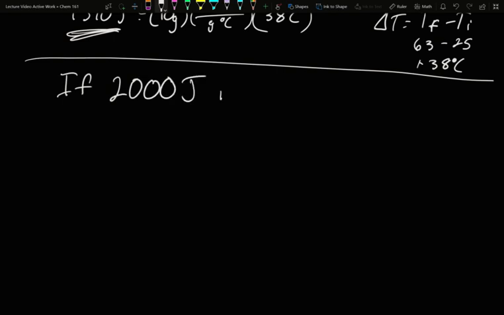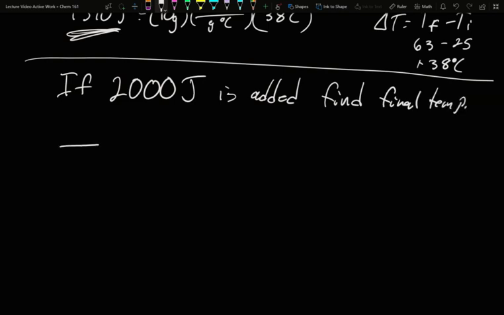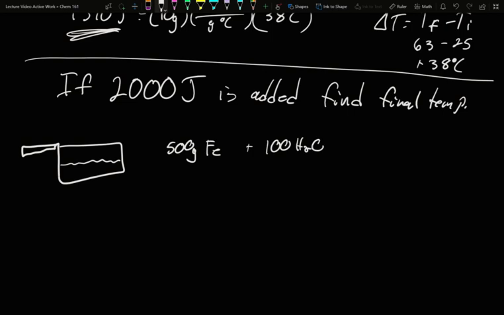2,000 joules is added. Find final temp. In this case, we're going to have a pot, and it has some water in it. We're going to say that this is a 500-gram iron pot, and it has 100 grams of water. And we're going to start at 20 degrees Celsius.